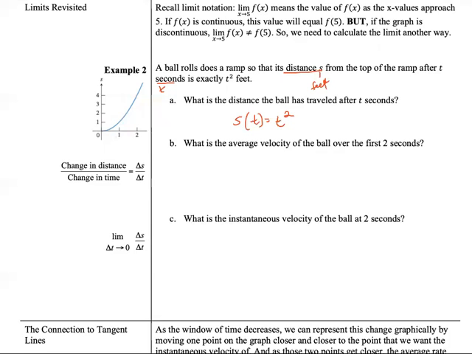Second part of the question, what is the average velocity of the ball over the first 2 seconds? So our change in time is 2 seconds. Specifically, we're going from 0 seconds to 2. We can say our interval of time is from 0 seconds to 2. And then we need to also find our change in distance? Well, we're not given that information, so we need to find it.